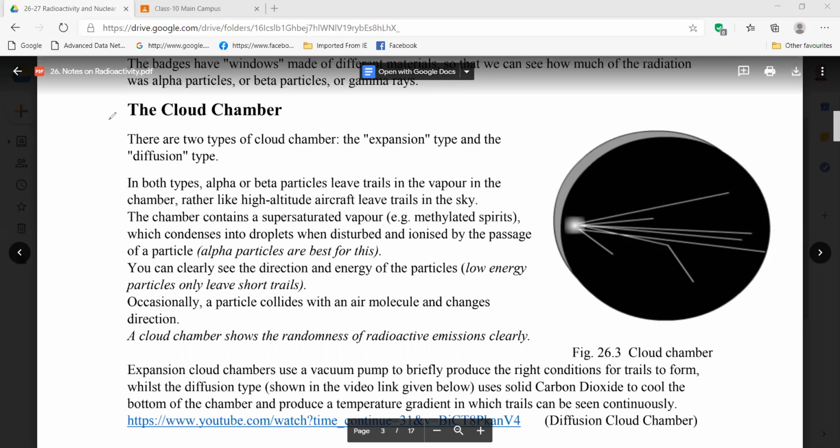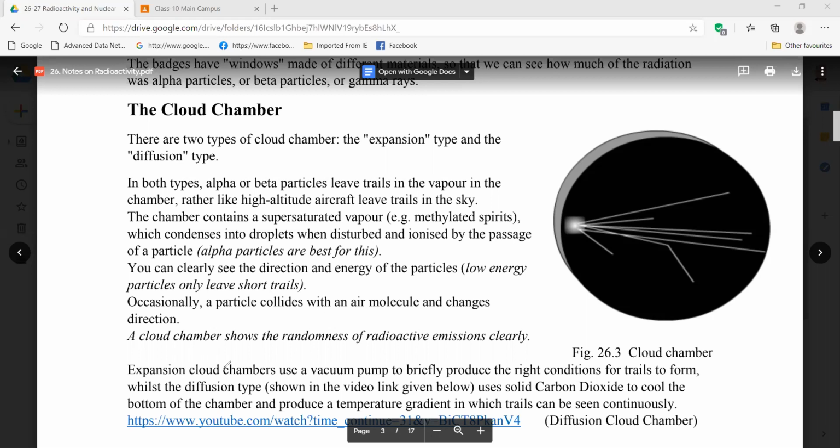Alpha particles are best for this. You can clearly see the direction and energy of the particles. Occasionally, a particle collides with an air molecule and changes direction. A cloud chamber shows the randomness of radioactive emissions clearly.